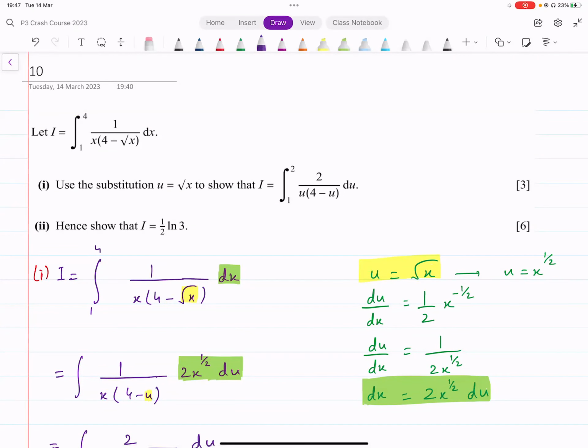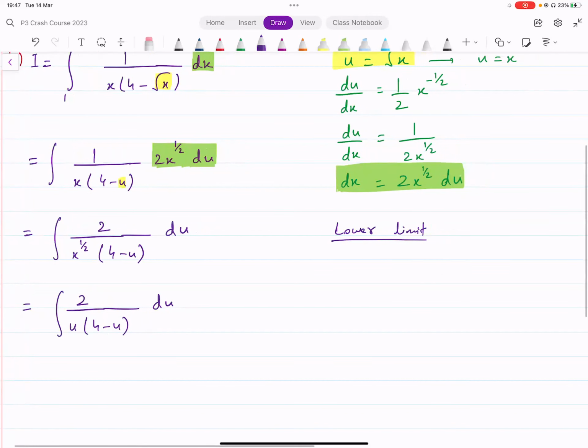So how do you evaluate those limits? You have two sets of limits here. There's a lower limit and there's an upper limit. It's important to write them separately, because sometimes the earlier lower limit becomes a bigger number. So 1 might give you a bigger number and 4 might give you a smaller number. So you need to make sure which value corresponds to which value. I would recommend that you write it separately like this.